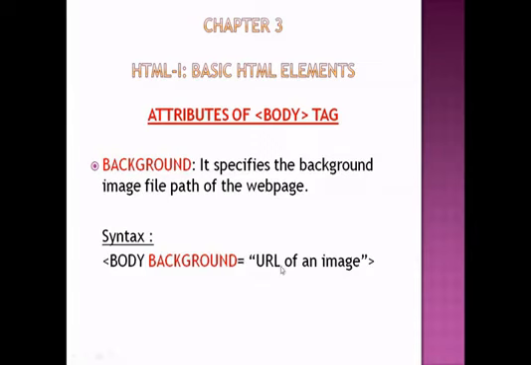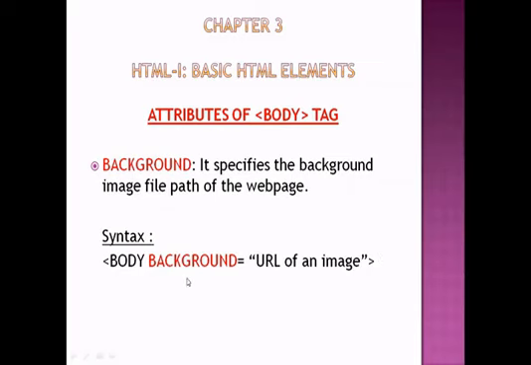Whatever image you are going to add as a background of the web document, that image will be saved somewhere in your computer system, isn't it? So the value of this particular attribute will be the path of that image, meaning where that particular image has been saved in your computer system. I'll show you with examples how we can specify a background to a web page. This is the syntax of the background attribute.